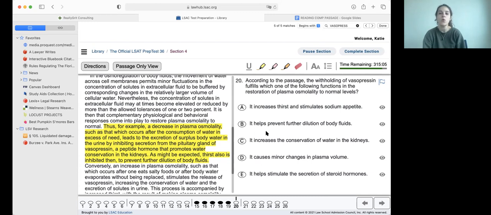And remember, this is done according to the passage. So this has to be in the passage. It has to be there. There's no implying. If it's not in the passage, we don't know it.